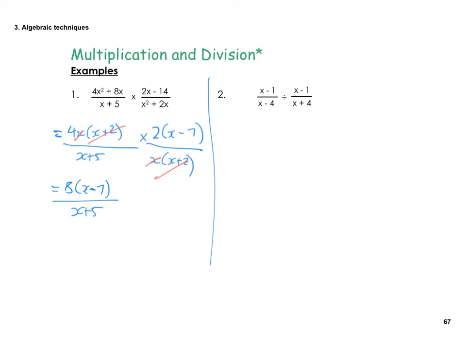Let's now do question 2. So x minus 1 over x minus 4 divided by x minus 1 over x plus 4. Now, what is the rule for dividing by fractions? Flip this and times. Let's make that our step 1. So equals x minus 1 over x minus 4 times x plus 4 over x minus 1. We can now see that they cross off. We now have x plus 4 over x minus 4.